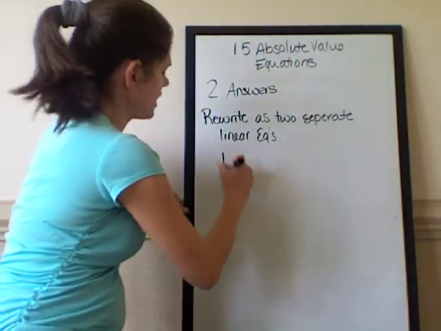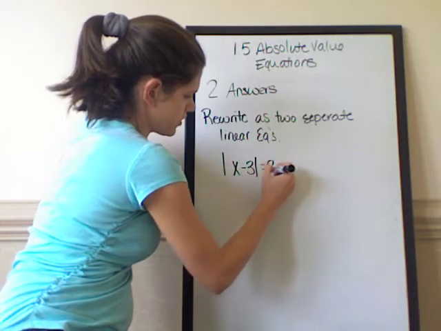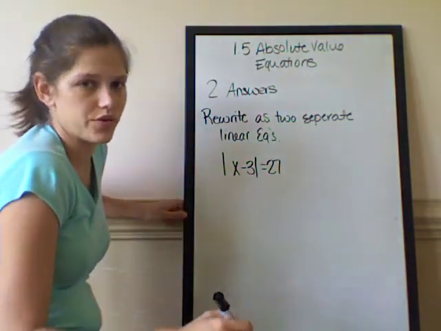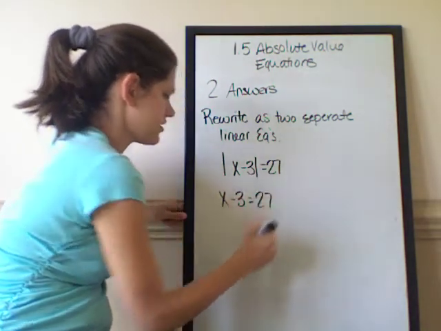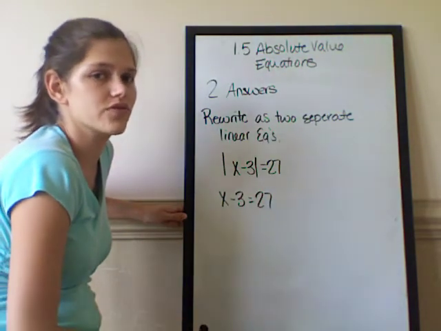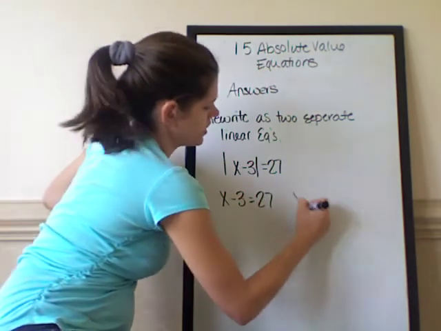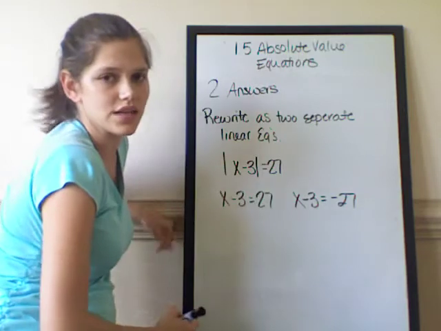Alright, the absolute value of x minus 3 equals 27. If I'm to rewrite this as two separate linear equations, I'm going to first have exactly what you see there. The x minus 3 equals 27. Now, in order to get rid of those absolute value bars, our second equation must be the negative version. So x minus 3 equals negative 27.